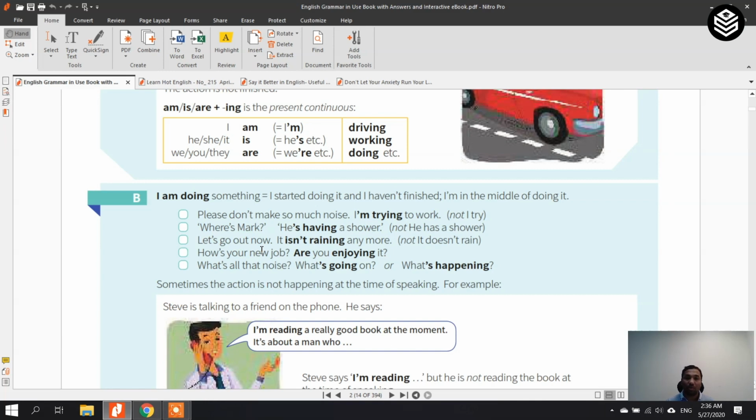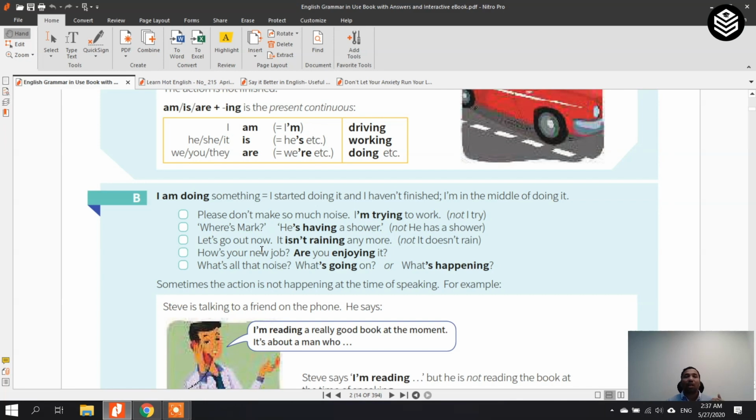Okay. The fourth example, how is your new job? So are you enjoying it? Yes, you are asking, are you enjoying it? It means he joined the company recently. So you are asking after maybe 1 week or 3 or 4 days, how is your job? Are you enjoying it? He will reply, yes, I am enjoying it. It means he is happy with that job. Okay, I am enjoying. If he is not happy, I'm not enjoying it. Okay, so usually these are all examples for present continuous.